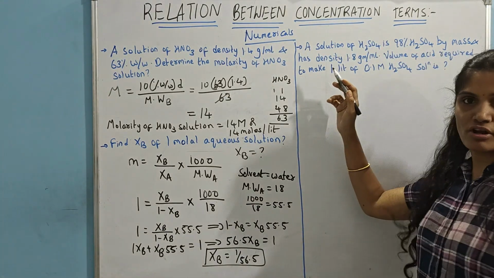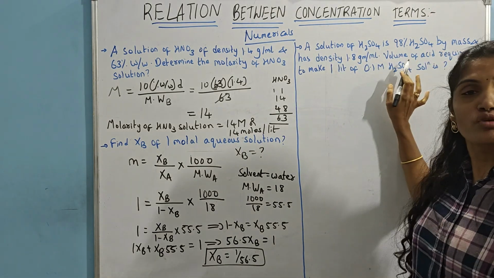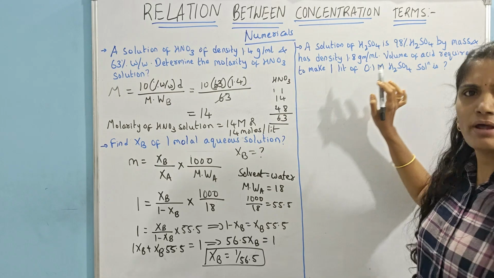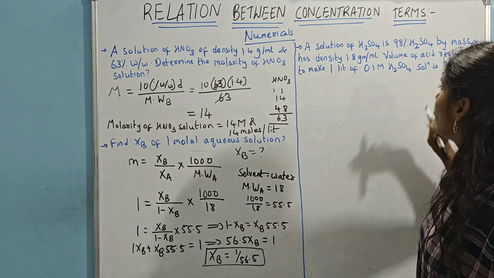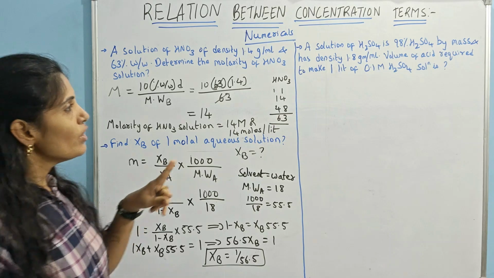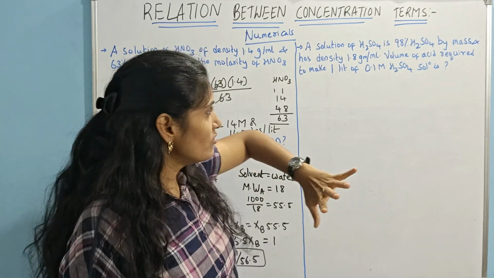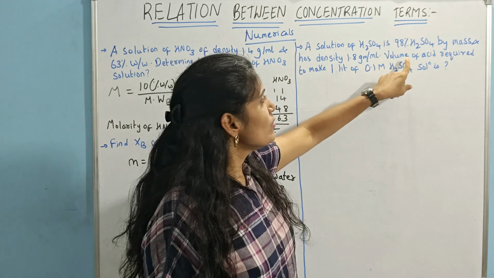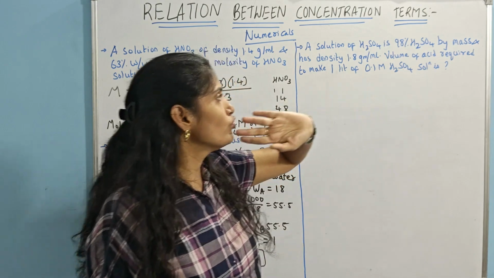Okay, let us see this question now. A solution of H2SO4 is 98% H2SO4 by mass. So he has given percentage weight by weight, and the density is 1.8 gram per ml. The question: the volume of acid required to make 1 liter of 0.1 molar H2SO4 solution is. This is a very beautiful question. Initially he has given a solution of H2SO4 with percentage weight by weight and density, and he is asking the volume of acid required to make 1 liter of 0.1 molar H2SO4 solution.